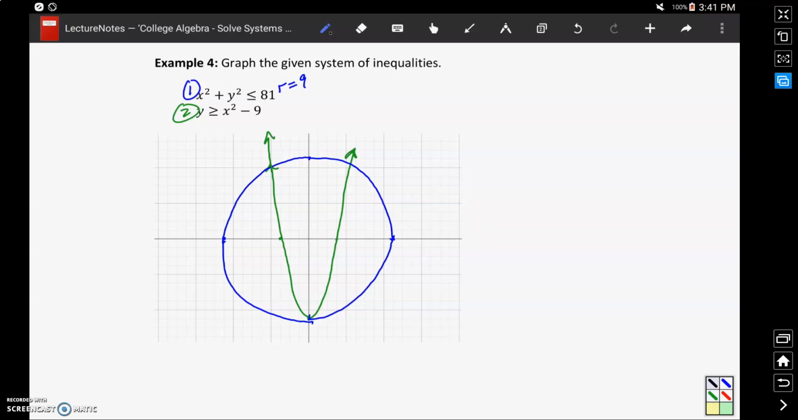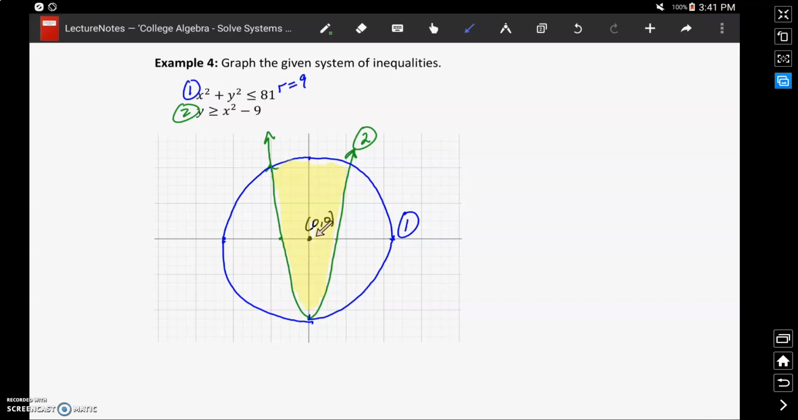In this case, we could use 0, 0 as a test point, and we would find that that makes both inequalities simultaneously true, meaning we would want to shade the region contained inside the circle, which corresponds to inequality 1, and above the parabola, which corresponds to inequality 2.